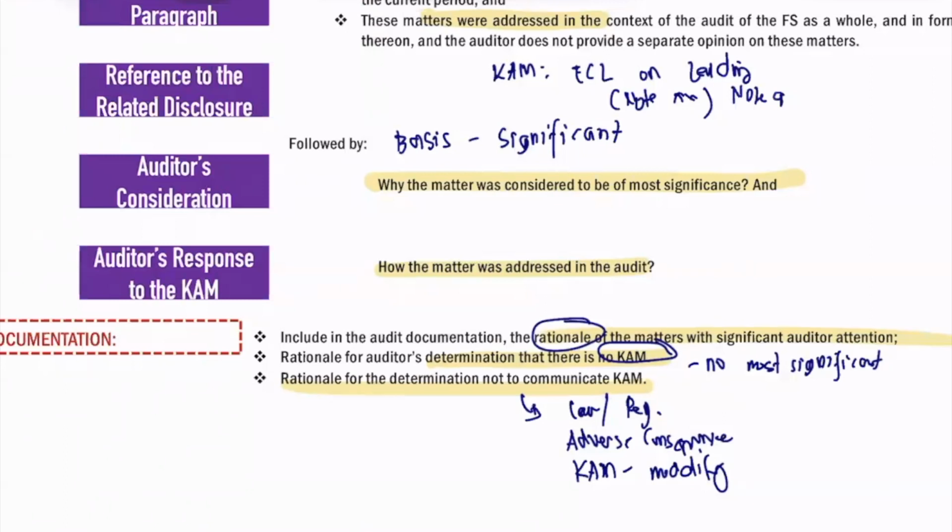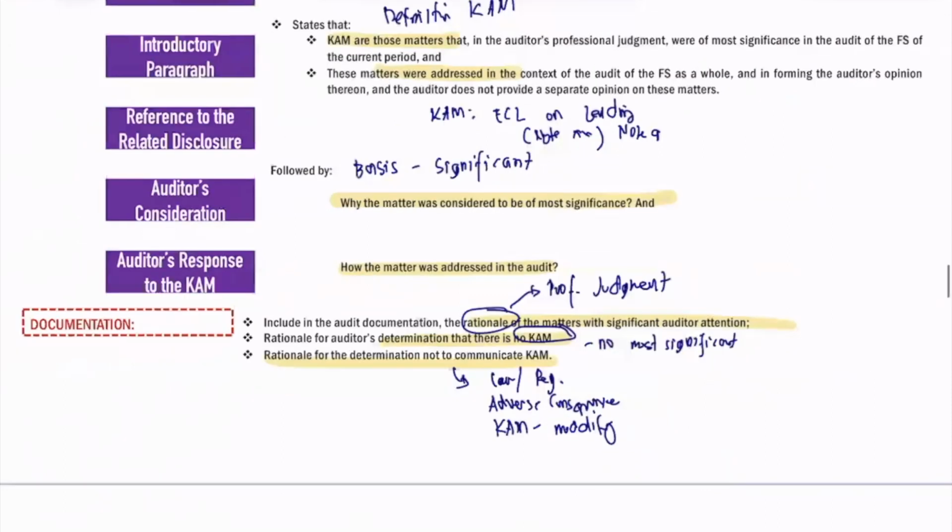Again, the rationale is based on your professional judgment. So what is required only on your audit documentation is how did you arrive at that professional judgment? The rationale or the reason behind why you consider it as the most significant, or the reason behind why you determine there's no CAM, or the reason behind why you did not communicate the key audit matter. And again, we already discussed when not to communicate the key audit matter.